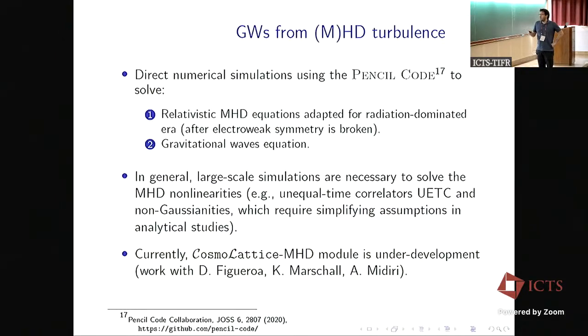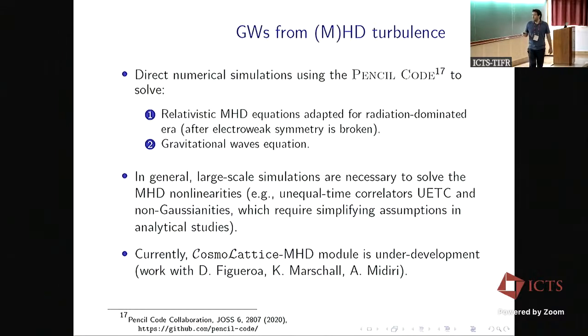In my case, what I have been focusing on are computations running relativistic MHD equations, which have been adapted for the radiation-dominated era, together with the gravitational wave equation, in order to understand and predict the production of gravitational waves from MHD turbulence. As I was mentioning, in general the gravitational wave spectrum is determined by the unequal time correlators of the sources, and due to the very large nonlinearities of these systems, we usually need to conduct large-scale simulations to solve for the full nonlinearities and understand the final gravitational wave production.